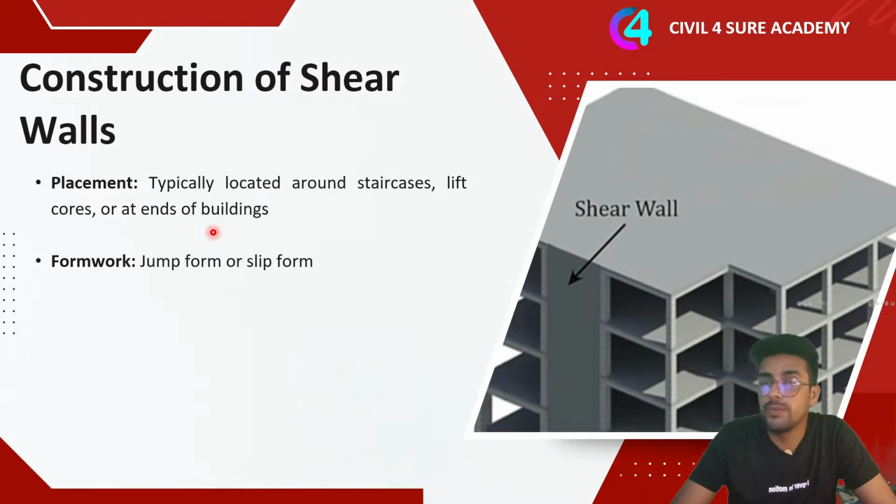Now, the formwork needed for the construction will be jump formwork or slip formwork. This kind of formwork moves from one floor to another floor after the casting. It is generally done with the help of hydraulic jacks.